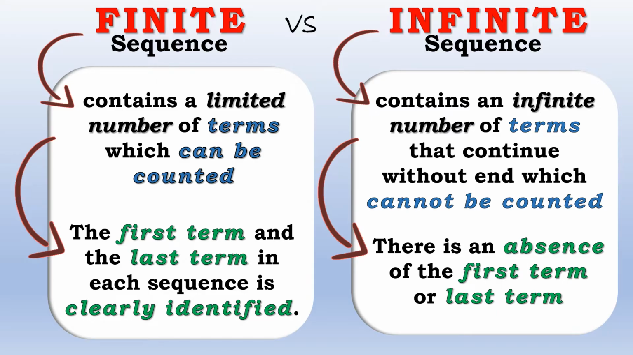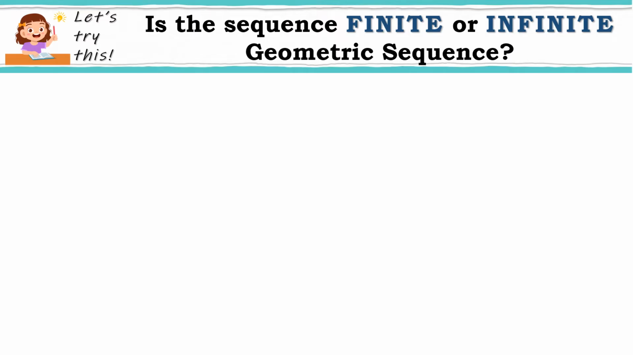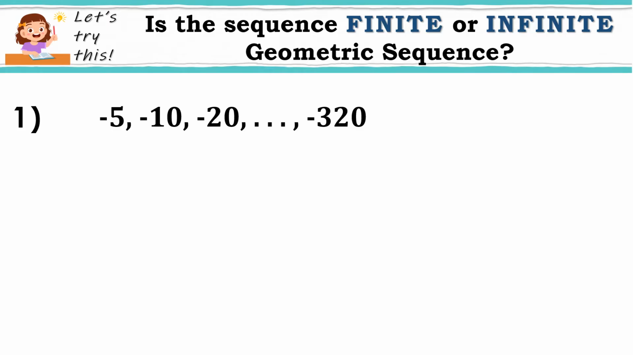Okay? So, subukan natin. Is the sequence finite or infinite geometric sequence? So, number 1, we have negative 5, negative 10, negative 20, so on and so forth, negative 320. So, kung alam natin na ang dot, dot, dot or ellipsis, ang ibig sabihin, merong mga terms in between dyan na nakatago, but is still included in the sequence. The questions that you need to answer first para sigurado kayo kung itong sequence ba na ito ay finite or infinite. Unang question is the first term given?